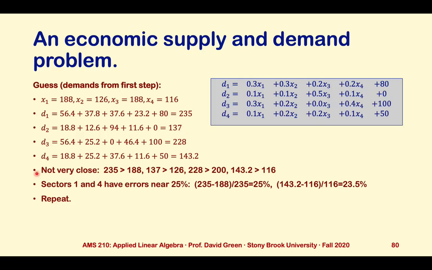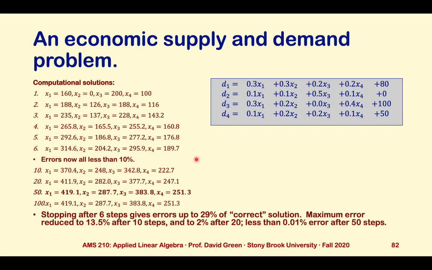If we look at our first sector, our demand is 235. Our guess was 188. This is a 25% error, right? Not very good. Even the best error, an error of 25% and an error of 23%. Some of them are a little bit better. This is not too far off, but we have big errors, so we would need to repeat. Already our numbers are starting to get messy. We would really not want to keep doing this by hand.